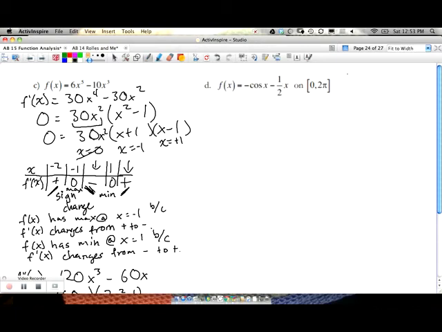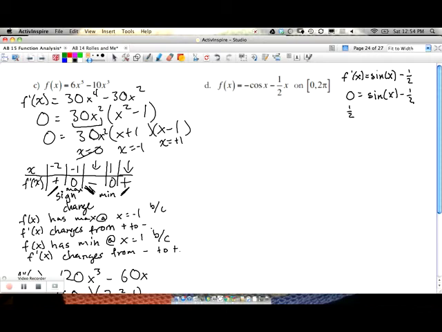Okay, so let's look at this. We have to start with the first derivative, f prime of x. That first term is going to become sine of x, and the second term there is going to become minus 1/2. So we've got sine of x minus 1/2. When does that equal 0? 0 equals sine of x minus 1/2.